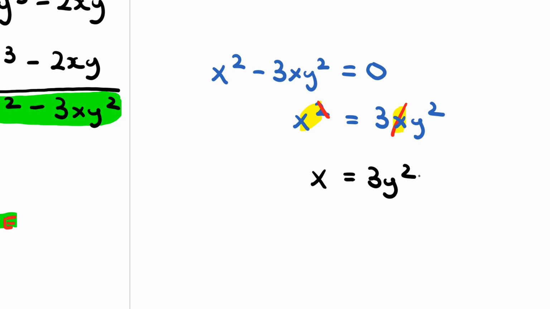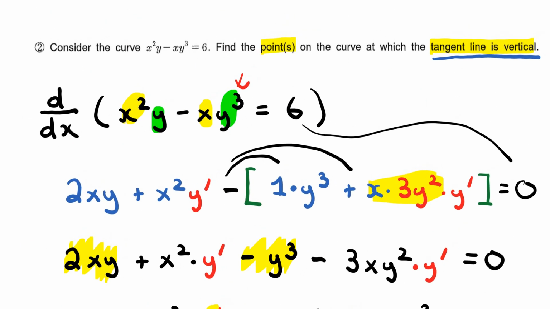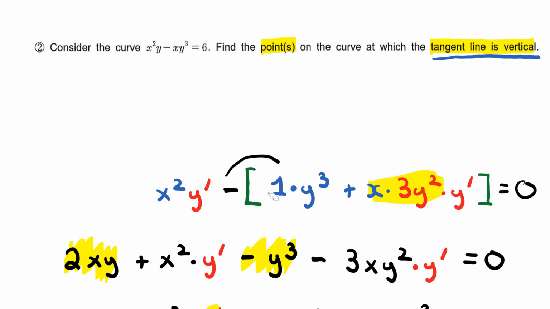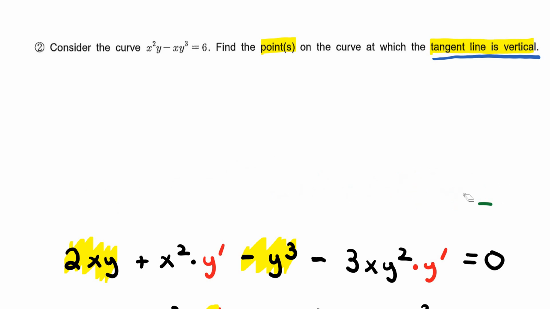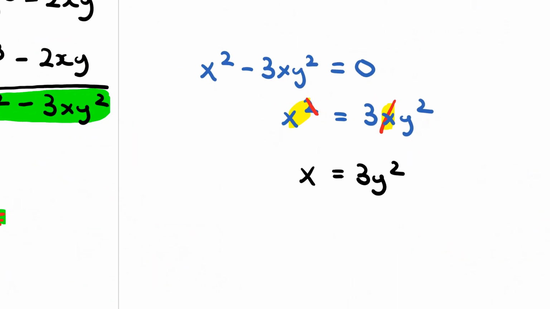Okay, so what do I do with this 3y squared? That's a good question. What we need to do now is go back to the beginning here. And let me erase all this now. So make sure you have all these steps here. We know that the original question is x squared y minus xy cubed equals 6. And we just found from our previous step that x would equal 3y squared.